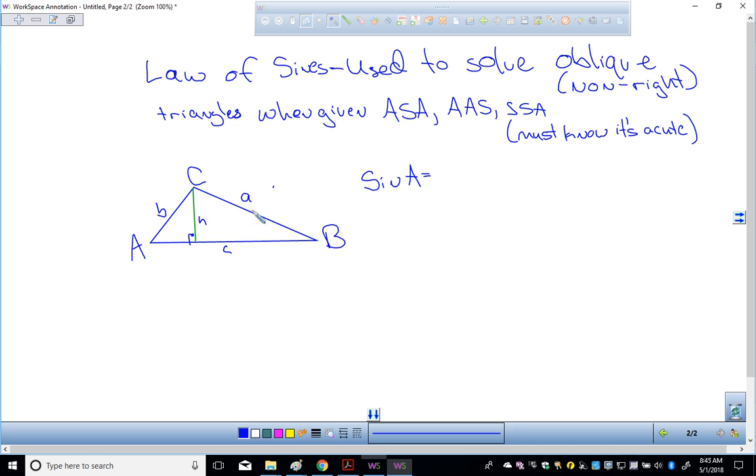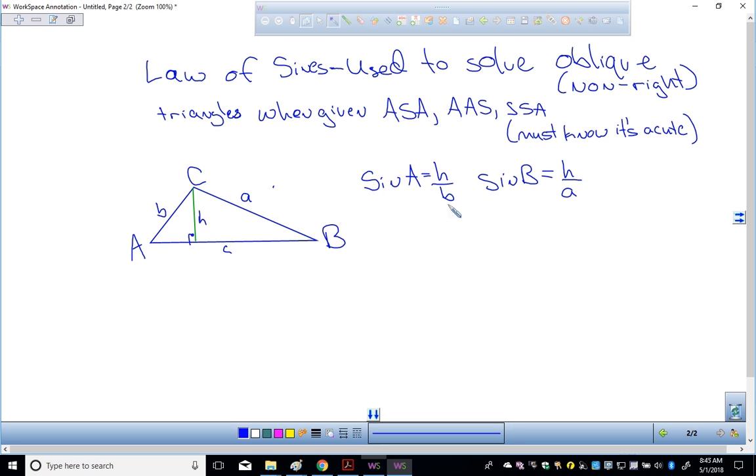what over what, looking at this right triangle right here? Opposite over hypotenuse. What's opposite over hypotenuse in this little triangle? H over B. Very good. The sine of angle B is equal to, you do not have to write this down, I'm just trying to show you where the law of sines comes from, H over A, because this is the hypotenuse of this triangle.